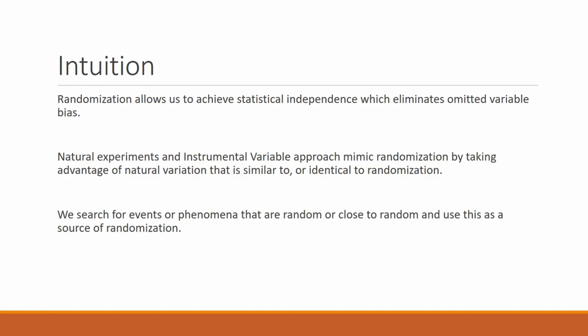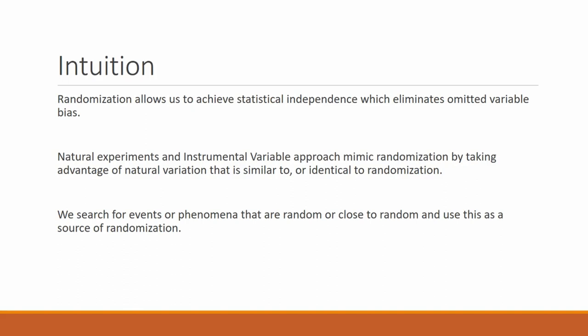The intuition here behind natural experiments and instrumental variable approaches is to mimic randomization by taking advantage of some natural or otherwise similar source of exogeneity. So basically, to take advantage of some sort of variation in the independent variable of interest that is identical to or similar to randomization. So basically what we do here is, let's say we want to understand the impact of X on Y. Well, what we do is we look for events or phenomena that might induce random variation or close to random variation in X. And we use that as a source of randomization. We use that to mimic real randomization.